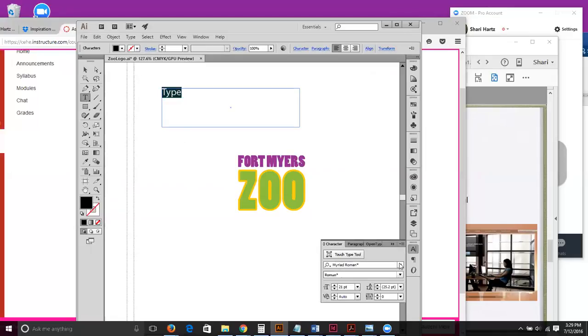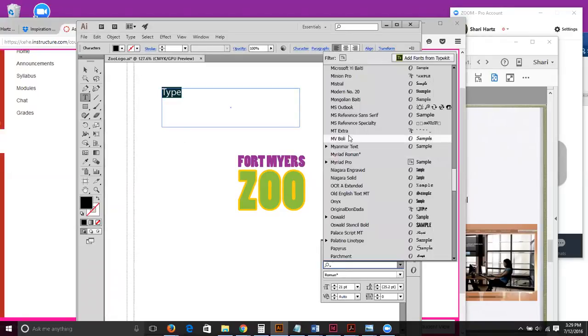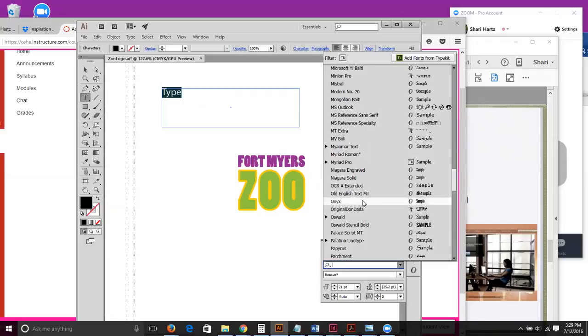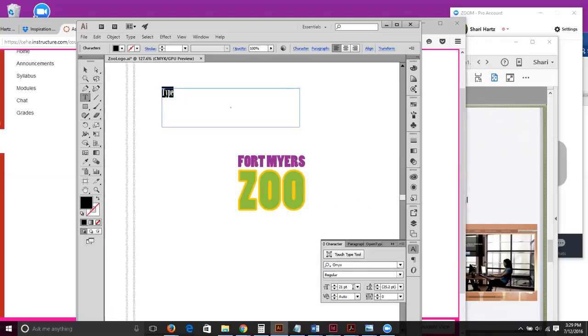Oh, I see. For some reason I had a font that I don't have, apparently. So let's just do this. No, apparently I don't have that one either. How do I have fonts in here that I don't have? How's that possible? I don't know. It's a mystery.